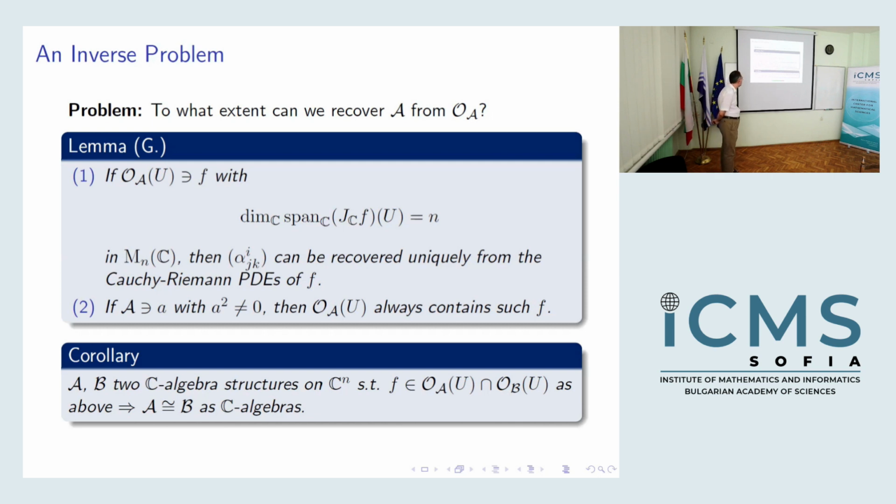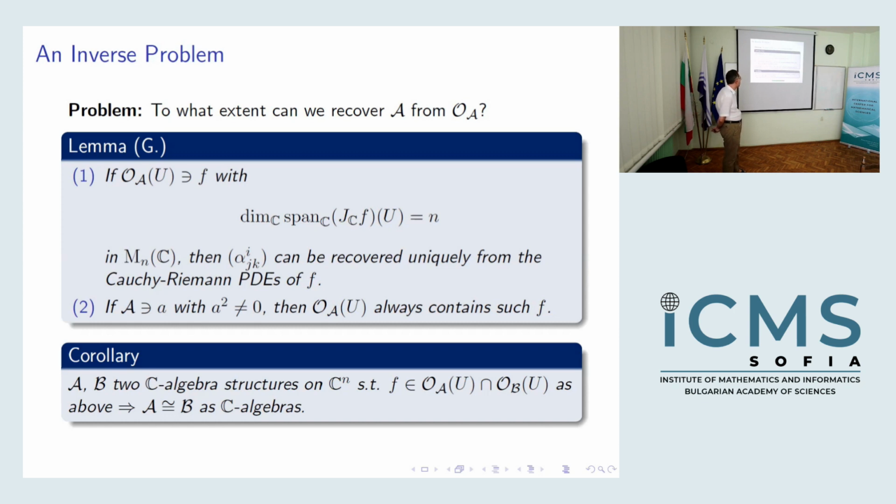And furthermore, if A contains a non-zero square, then this sheaf always contains such an F, so for every open U. And of course, condition two is automatically satisfied when A is a unital algebra. In fact, this lemma is also true for non-unital algebra. So if you consider the analogous notions for non-unital or even real.